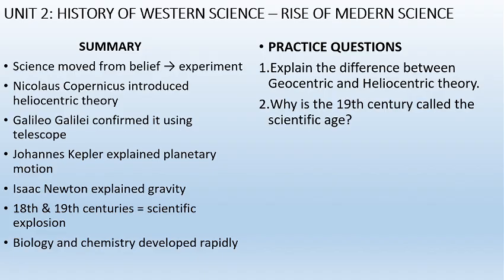From the explanation I gave, I said geo means earth, centric means center, helio means sun, centric means center. So that is just the difference between them. So we can turn it into a statement. I've already broken it down.